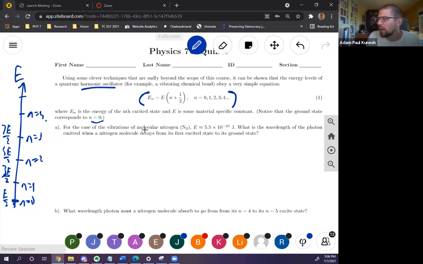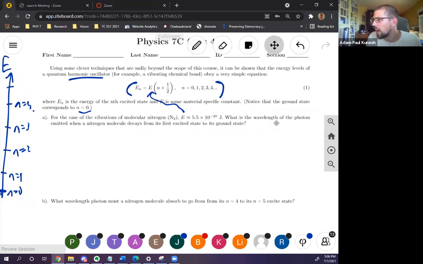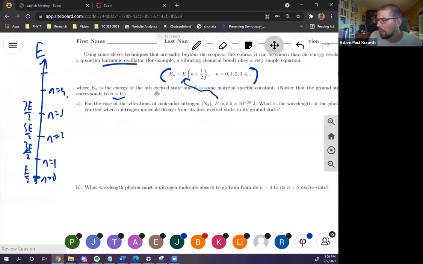For the case of the vibrations of molecular nitrogen, that constant E is 5.5 times 10 to the negative 20th joules. They ask us, what is the wavelength of the photon emitted when a nitrogen molecule decays from its first excited state to its ground state? So what we're really talking about here is a molecule of nitrogen that has some energy in it. It's somehow excited up to its first excited state. It's at the n equals 1 state.